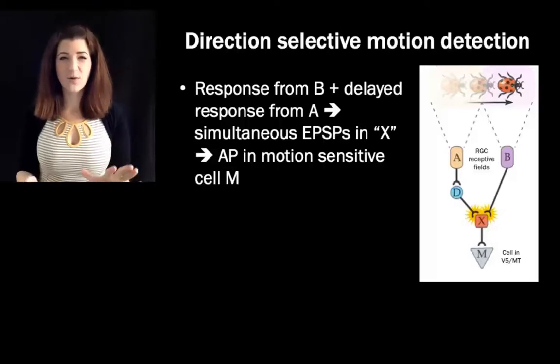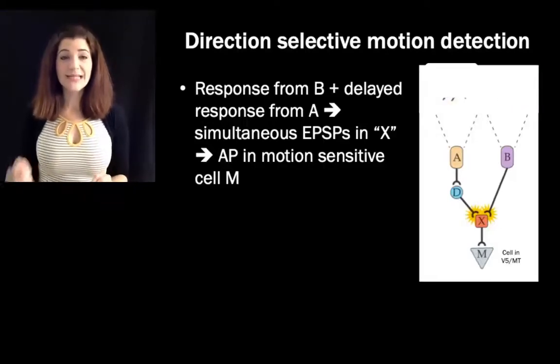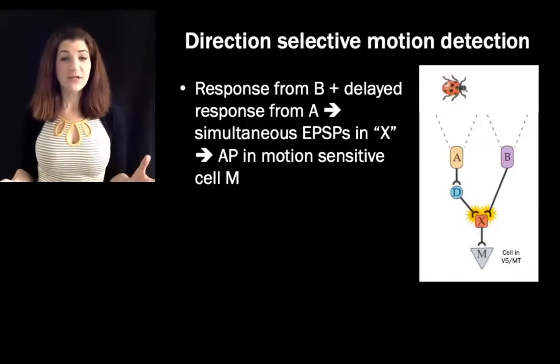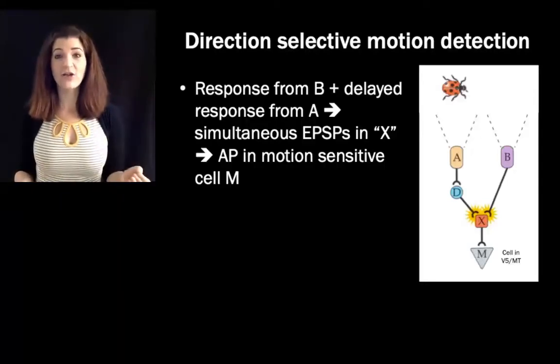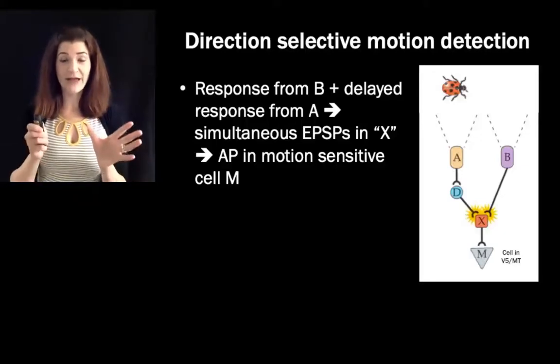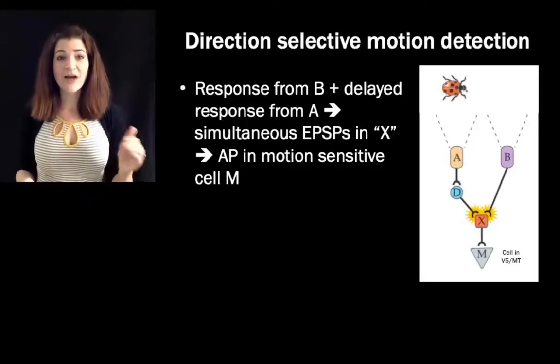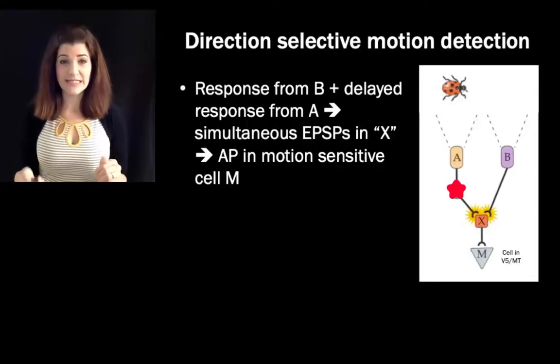So let's work through an example of this. All right, so let's say a ladybug appears out in the visual field. It's going to stimulate a certain patch of photoreceptors that are going to stimulate a particular retinal ganglion cell that codes for that region of the visual field. So the photoreceptors become activated, the retinal ganglion cell fires. The action potentials from that retinal ganglion cell then synapse on the delay gate, shown as D.